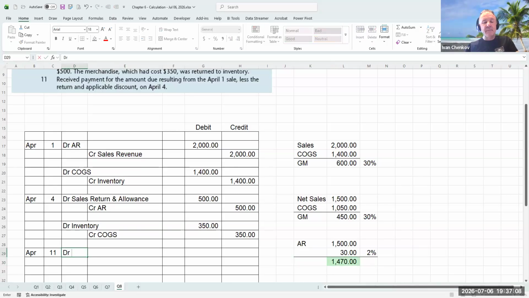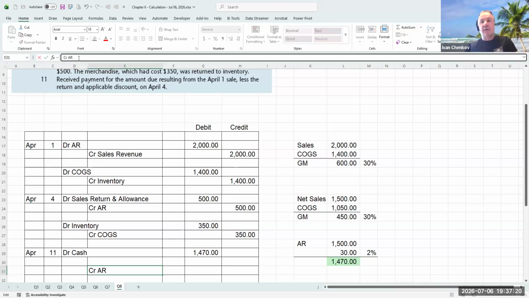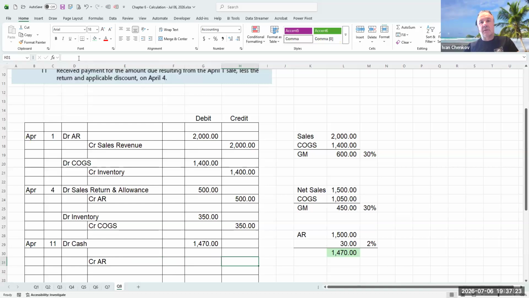So let's go, debit cash with 1,470. We have to close the accounts receivable because we're not gonna chase this client to pay us the $30 later. So 1,500 accounts receivable gone. Now accounts receivable 500 here, 1,500, clearing this 2,000. We're done. And the last thing that's left is we're short on the debit side, so we have to debit sales discount in this case. Now where does that sales discount go? That's $30. That's gonna go in our calculation here.